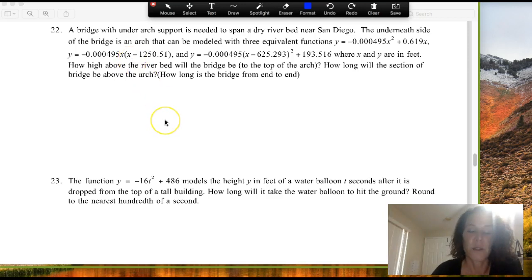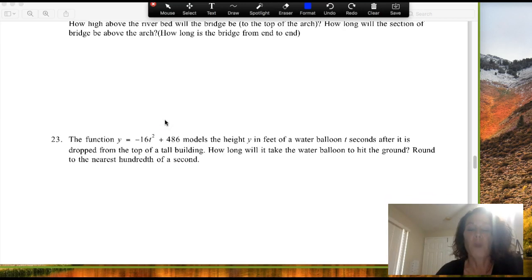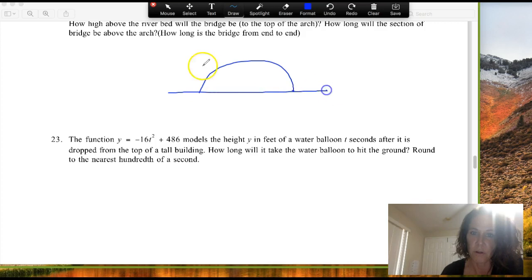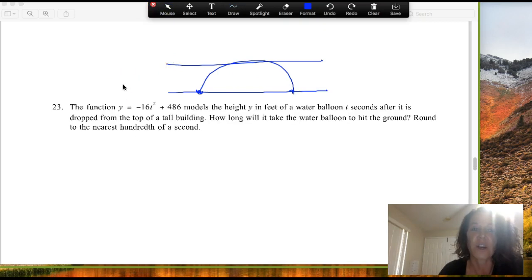Okay, so just think about what it is. Draw a picture. Always draw a picture. When they said, how long was the bridge above the arch right here, you just want to know from end to end. So really you're looking for the zeros. So we're just asking you the same thing again and again. Just try to figure out what they're asking by drawing a picture.